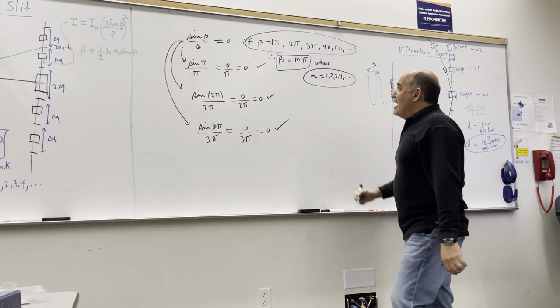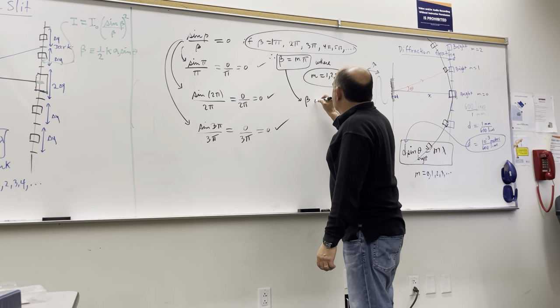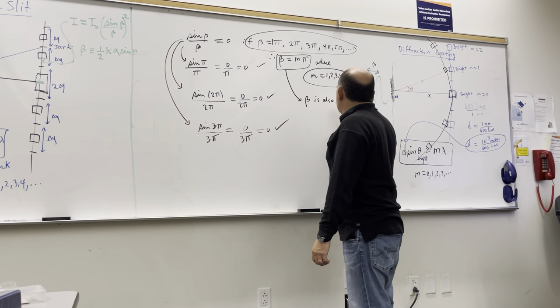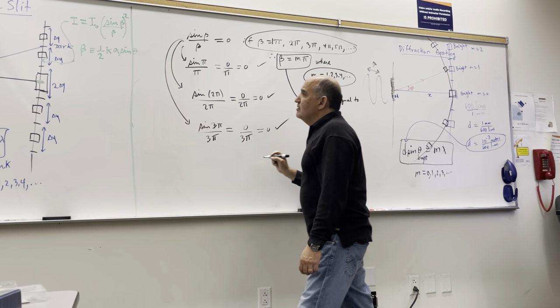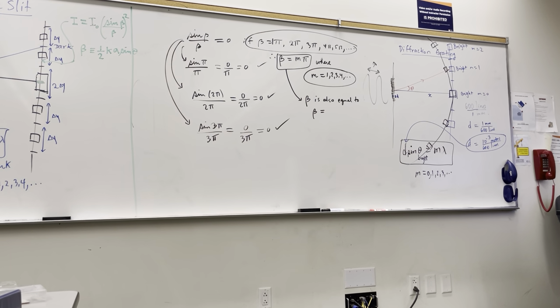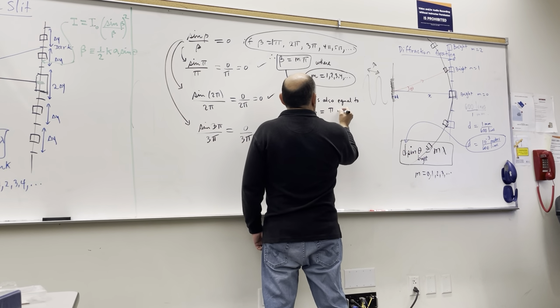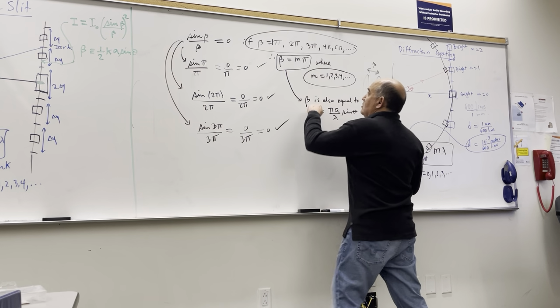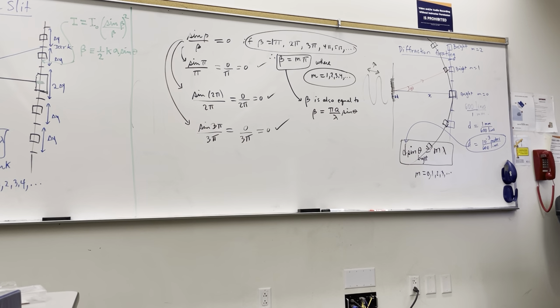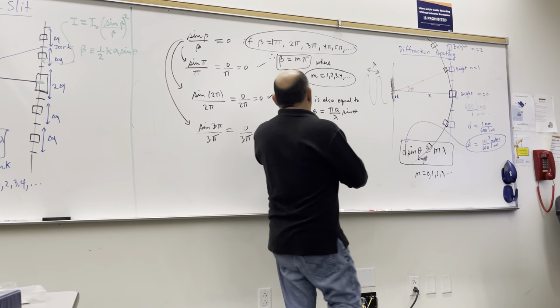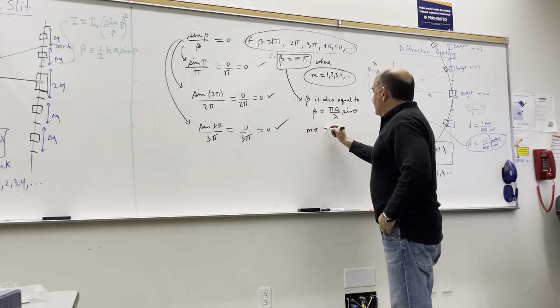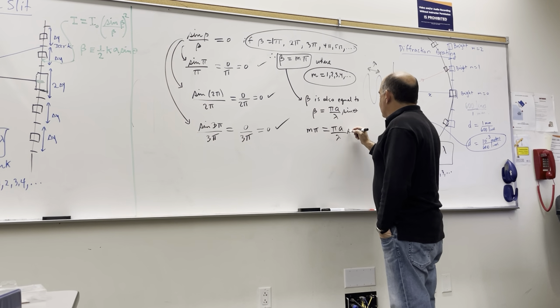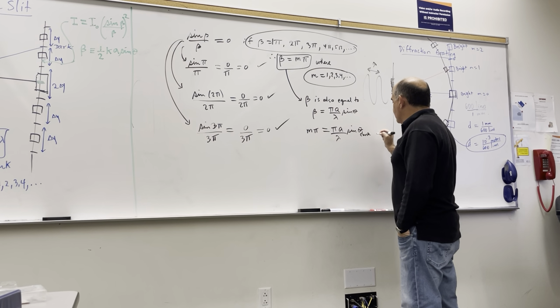So if beta is m pi, but beta is also equal to pi a sine theta over lambda. But now I'm using the condition that came from dark spots, which gives me 0 intensity, which gives me these values for beta, but beta is defined by this. So therefore I take m pi and I put it over here, again with m starting with 1, not 0. And then this equals pi a sine of theta over lambda. But just to remind myself, this is for the dark spots, because I made the intensity equal to 0.